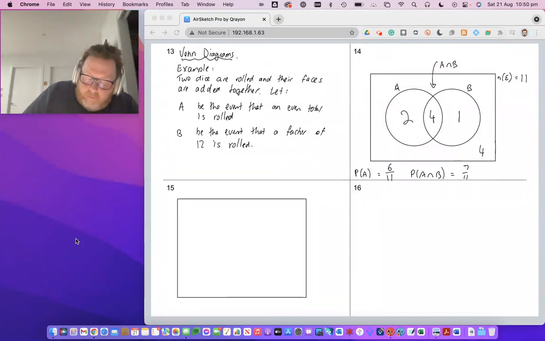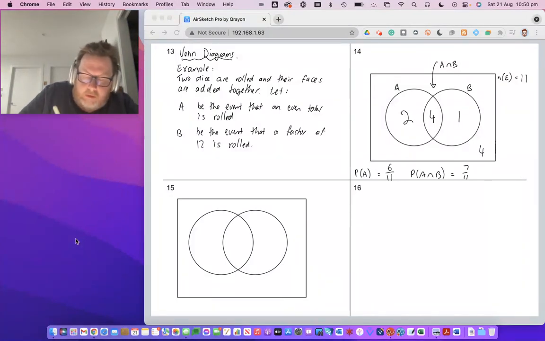Two circles. Oh gosh, see if I can do a circle instead of an ellipsis. Ellipsis. That's not what I meant. Okay, so there's A and B.